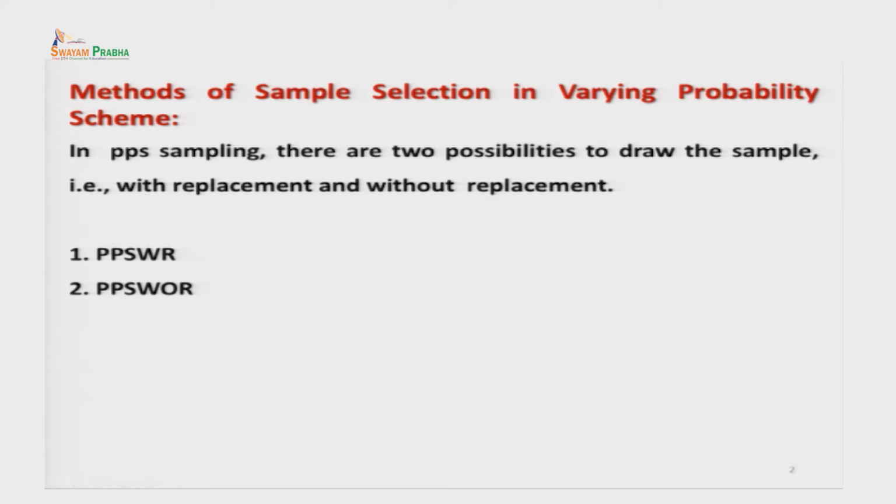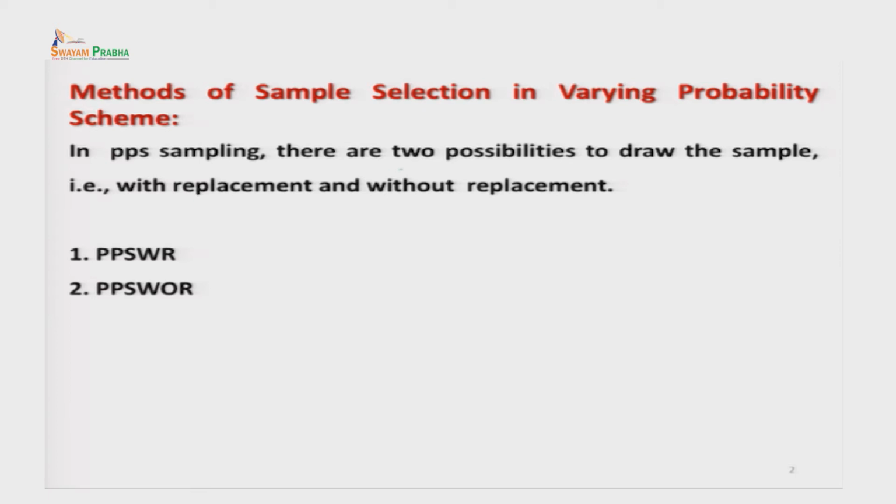Now we are going to discuss the methods of sample selection in the varying probability scheme. Particularly, we are going to concentrate on PPS sampling, that is, probability proportional to size sampling. In PPS sampling there are two possibilities to draw the sample.